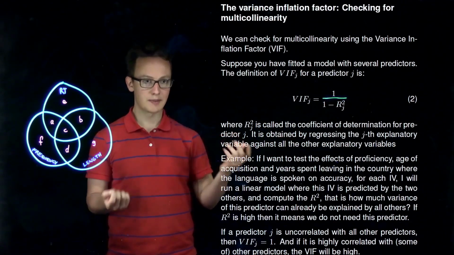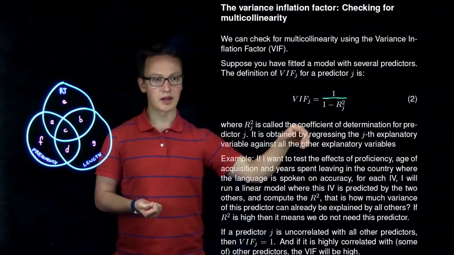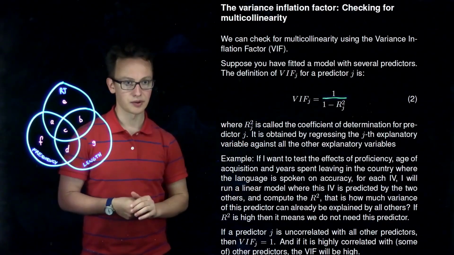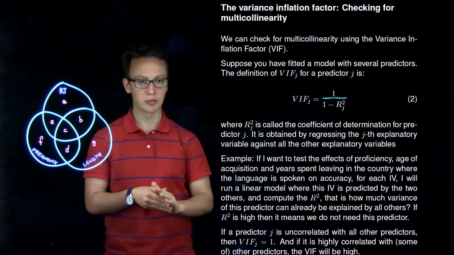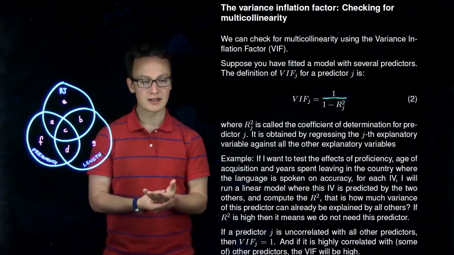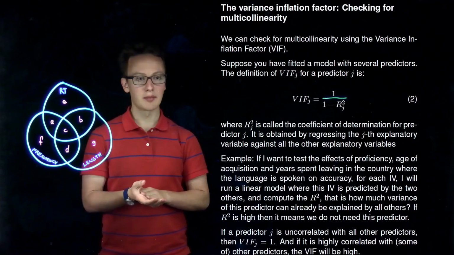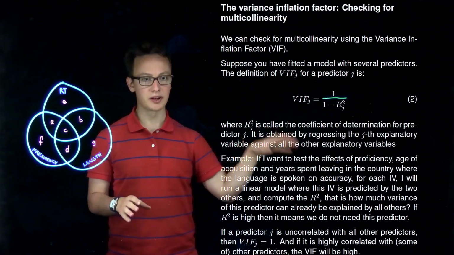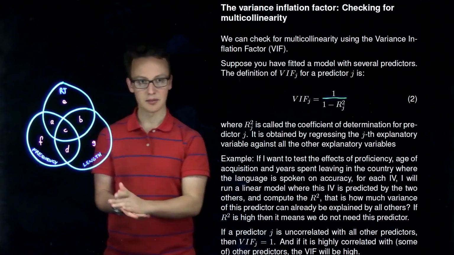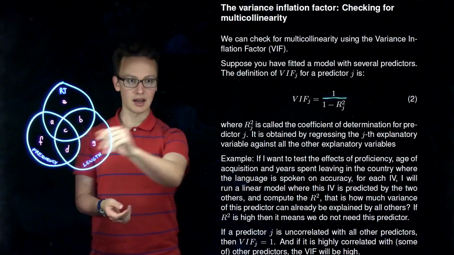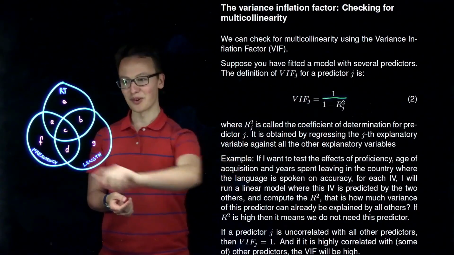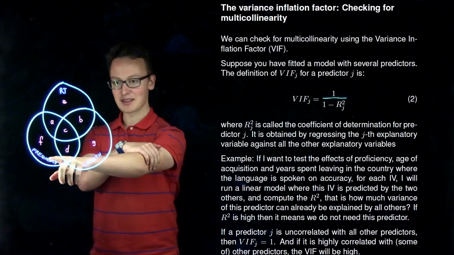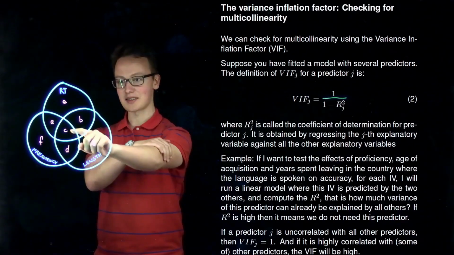And so it's basically 1 divided by 1 minus r squared j. This r squared j is called the coefficient of determination for that predictor j. You can think of it basically as describing the amount of variance in j that's already explained by all the other predictors. So in this case, for example, the r squared for frequency would be all the variance in frequency that's already explained by length, in this case C and D.